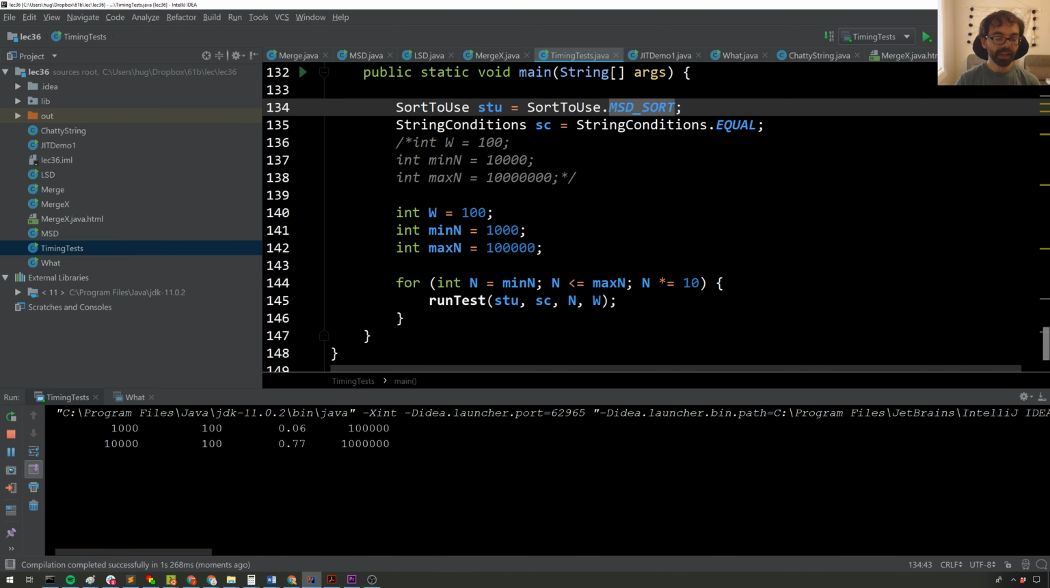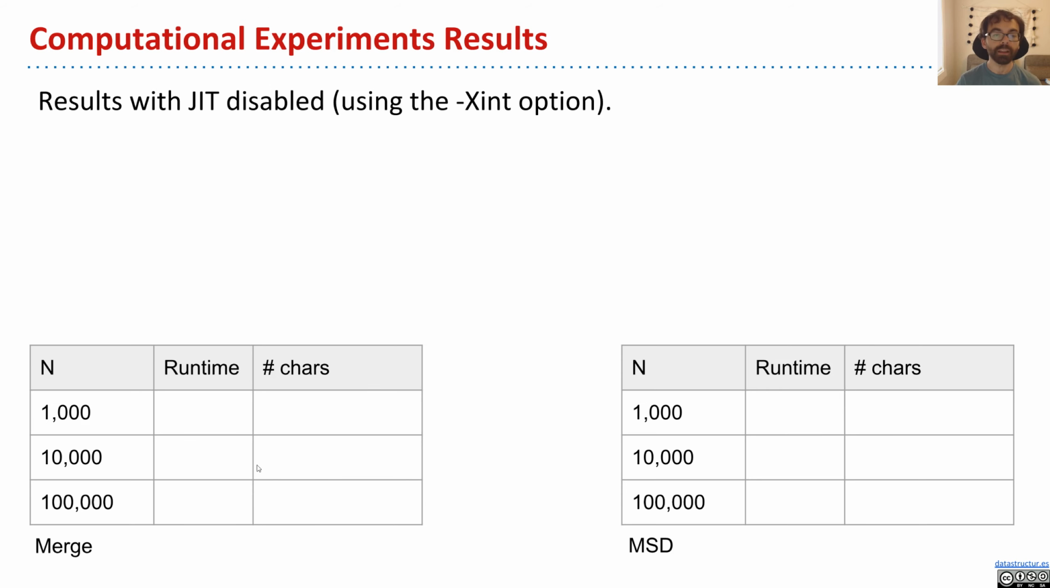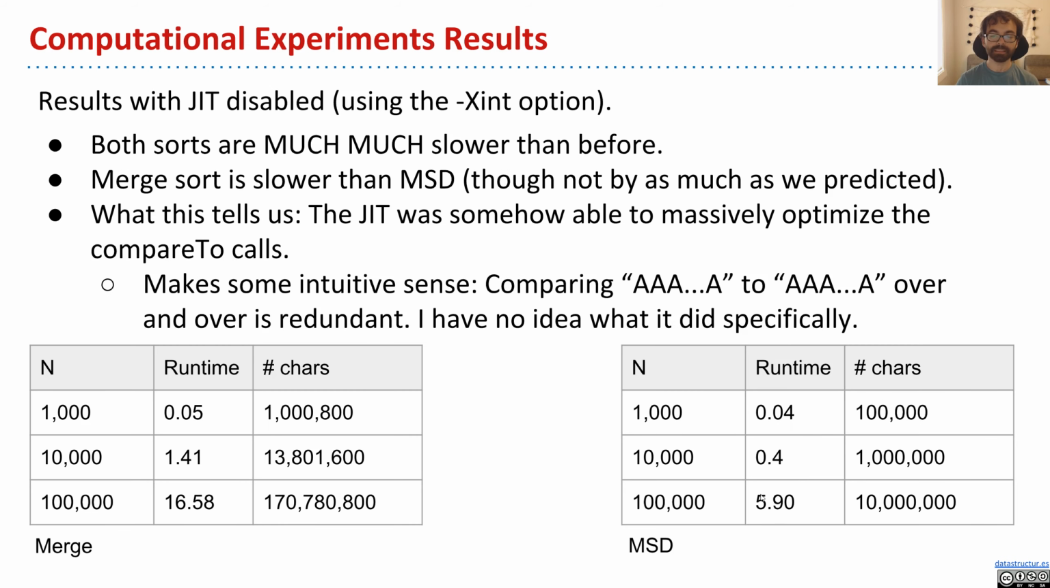Now by contrast, if we go to MSD sort, we see that for 10,000 items, it's 0.77 seconds. And for 100,000 items, it's 7.88 seconds. So in other words, this time when we reran it, MSD sort was actually faster. So we rerun our experiment with no just-in-time compiler, and we see that MSD sort is now faster, which is what we predicted in the first place.